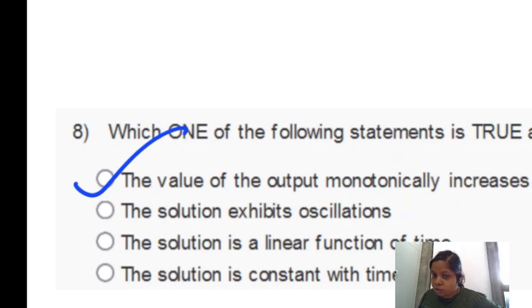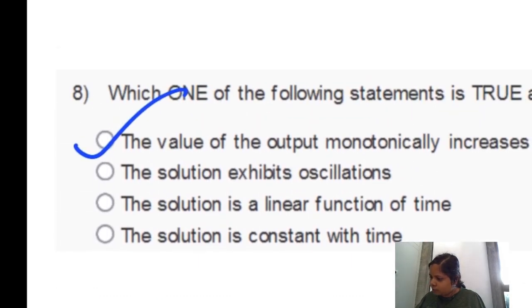It does not exhibit oscillation because there is no sine and cos function here. The solution is a linear function of time? It is not a linear function of time since we have the exponential. Then, the solution is constant with time? No, it is not constant because the t term is present there and it is always changing the solution. So this is the way you could look at this.